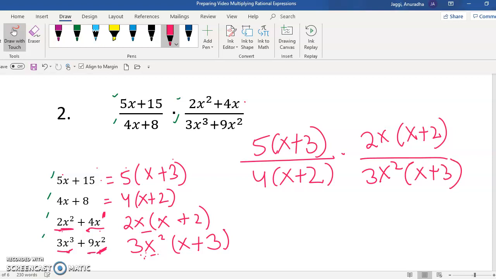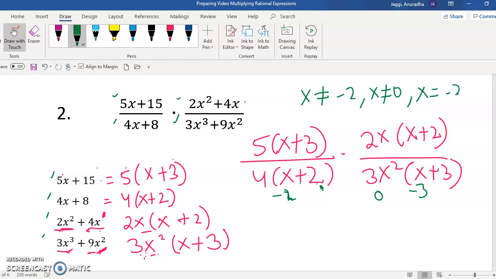Okay, restrictions first. So before we cancel out things, x cannot be equal to -2 because -2 plus 2 makes a 0. X cannot be equal to 0 and x cannot be equal to -3. You can put x plus 2 equal to 0, solve for x and find that x cannot be equal to -2. So our three restrictions are x cannot be equal to -2, x cannot be equal to 0, and x cannot be equal to -3.